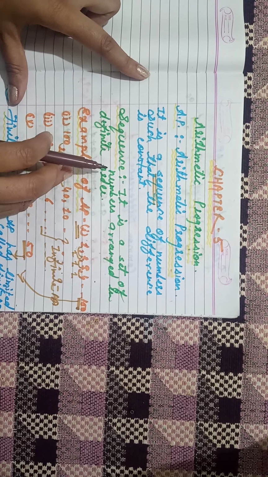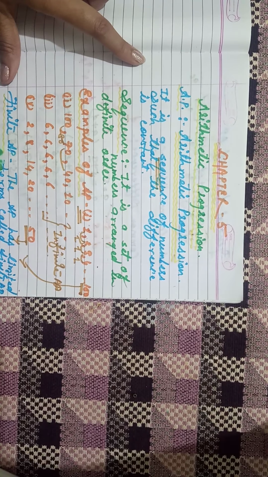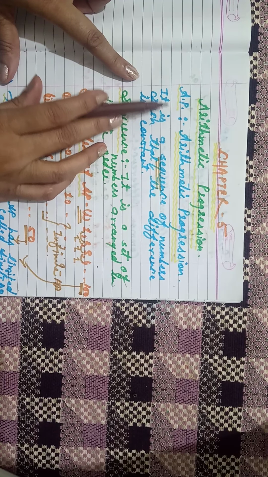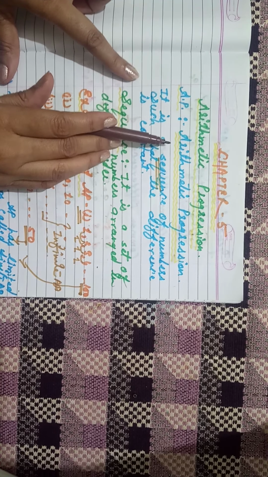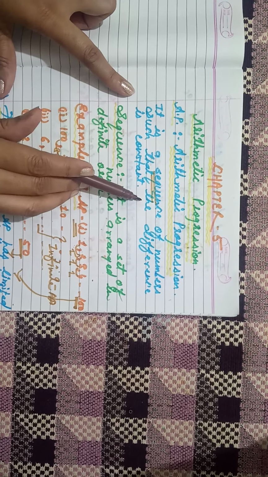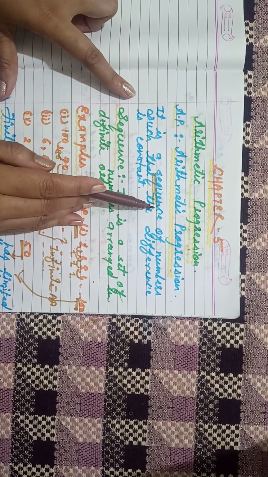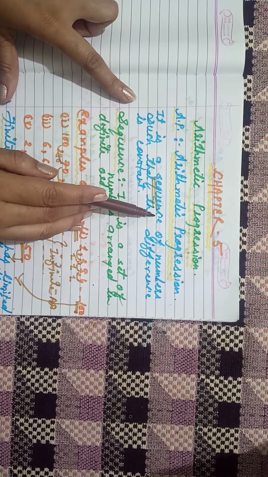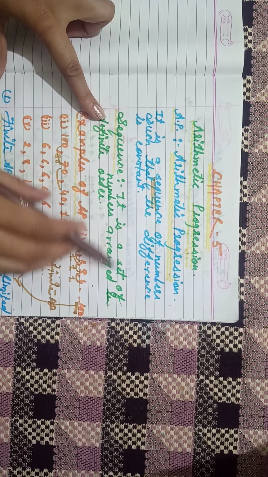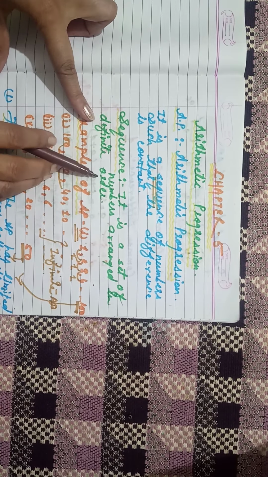Students, today we are going to cover chapter number 5, arithmetic progression. What is arithmetic progression? In short, we say AP, arithmetic progression. Arithmetic progression is a sequence of numbers such that the difference is constant. To understand this, we need to know the meaning of sequence. A sequence is a set of numbers arranged in definite order.